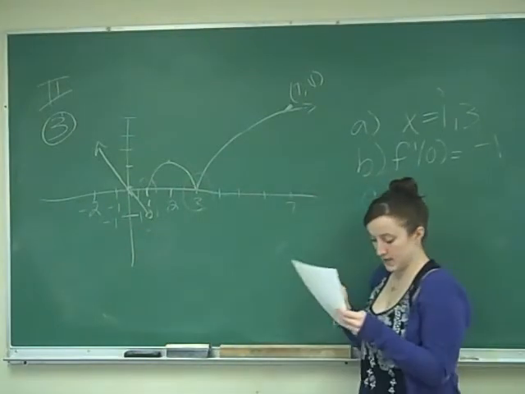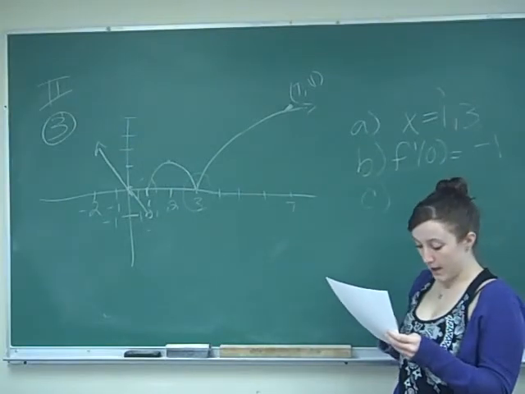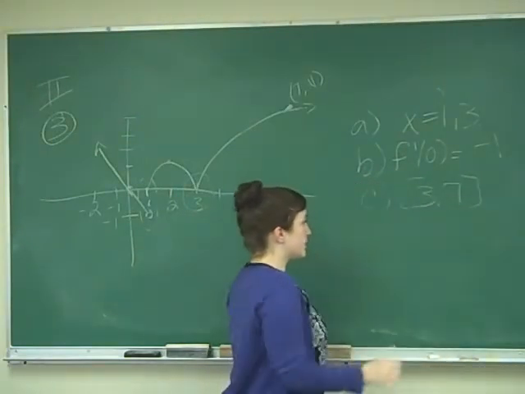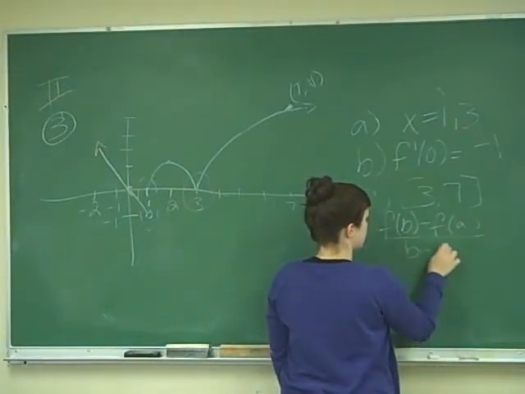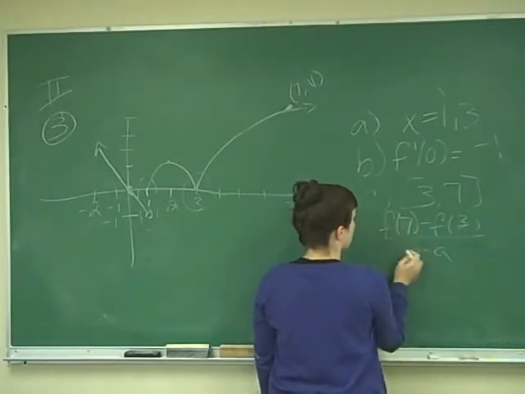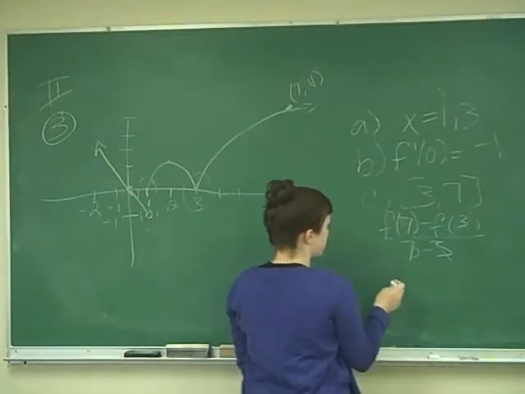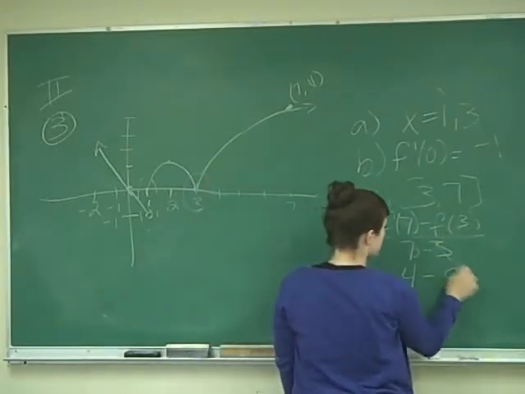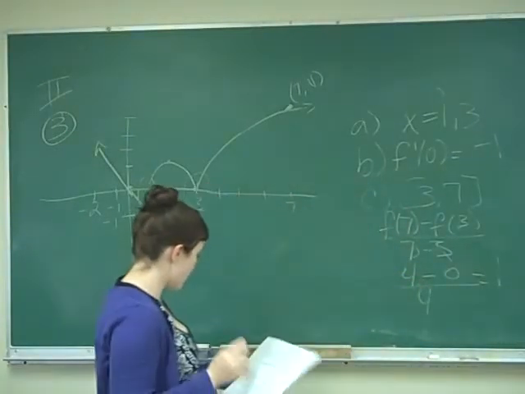And the next part says find the average rate of change of f from 3 to 7. Remember, average rate of change is f of b minus f of a all over b minus a. So in our case, that's going to be f of 7 minus f of 3 all over 7 minus 3. So f of 7, they give us the point is (7, 4), so it's 4 minus f of 3, which we know is 0, over 7 minus 3, which is 4. So your answer for that value is 1.